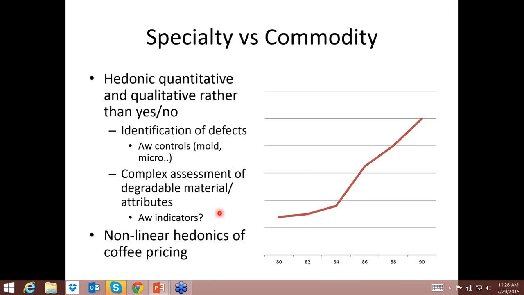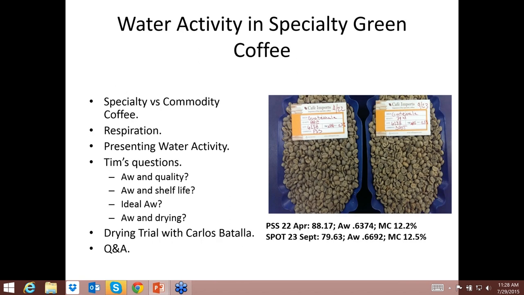Now, if I go back one slide really quick, this picture here is actually quite illustrative of this very thing. This is actually an extreme example. This is a pre-ship from April 22nd last year that we scored at 88. We had pretty good high water activity number for us, 0.6374. That's a high number for us. And this is where it's a little more interesting.